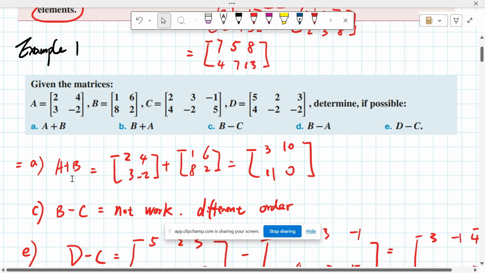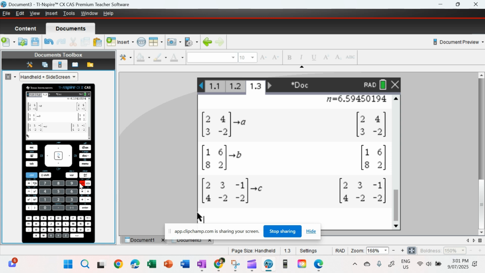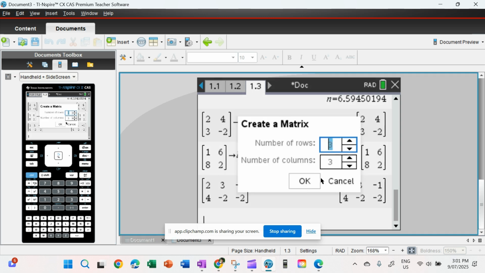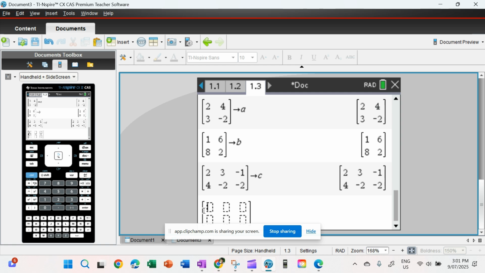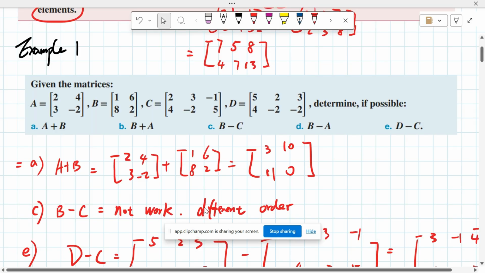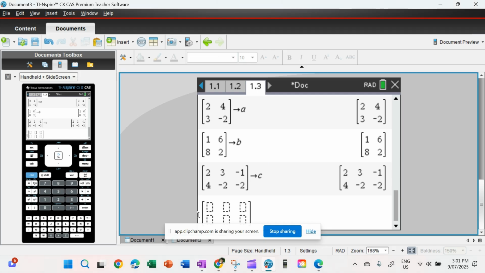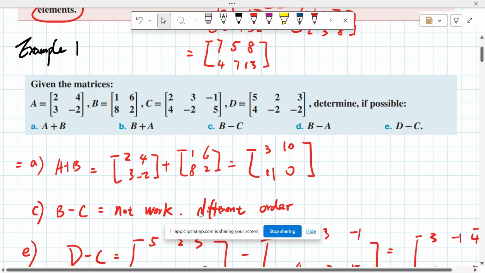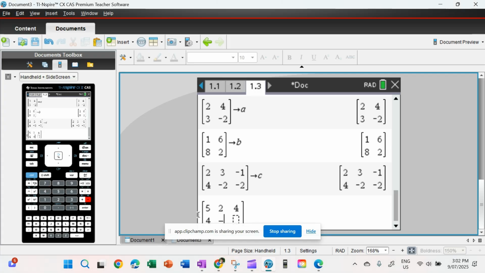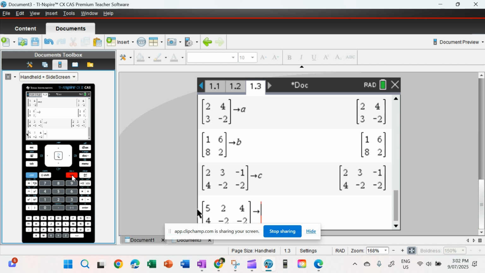And then the last one is a 2 by 3 matrix again, so we say 2 by 3 matrices. Now 5, 2, 3, and 4, negative 2, negative 2. That will be control variable D.